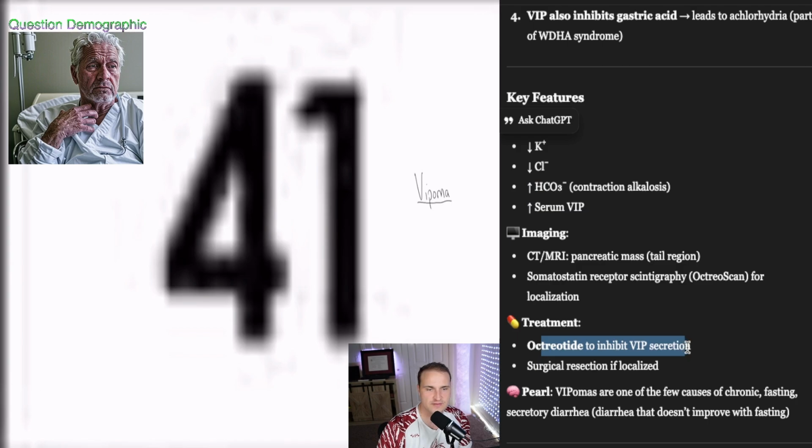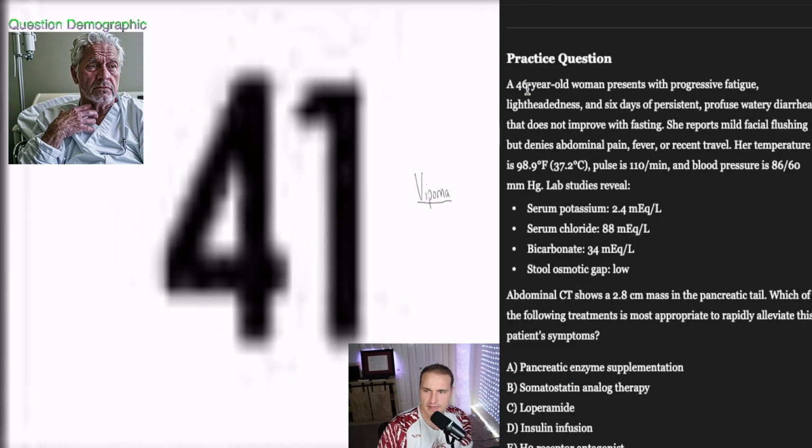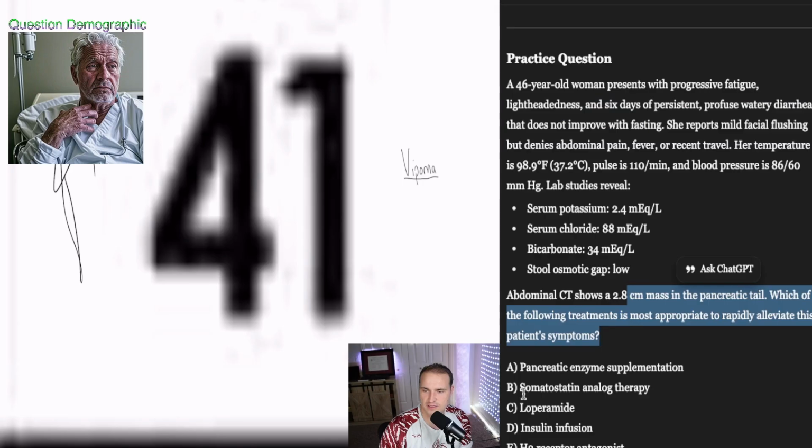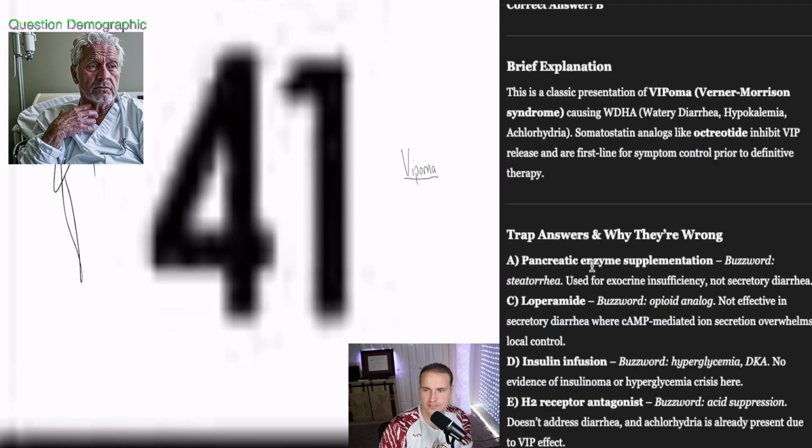Octreotide inhibits VIP secretion. So here we have a 46-year-old woman, could also be a dude, as in her demographic there. Progressive fatigue, lightheadedness, and 6 days persistent profuse watery diarrhea is what we're thinking of, and so you give somatostatin analog. Here are the trap answers. Pancreatic enzyme, that'd be for steatorrhea, non-secretory diarrhea. Loperamide is an opioid analog, different mechanism. Insulin infusion for hyperglycemia or DKA. H2 receptor antagonism is for acid suppression.